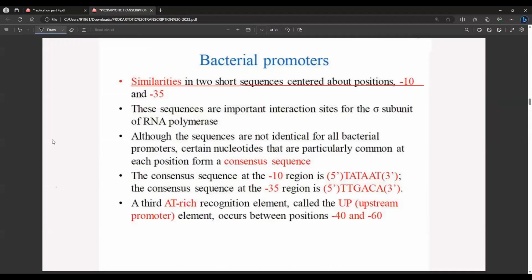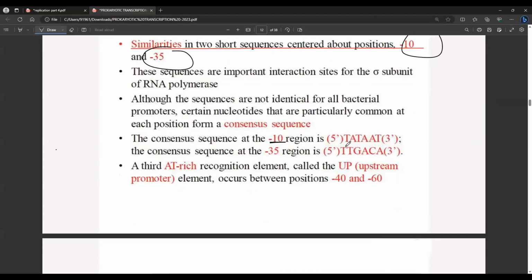One is called -10 and another one is called -35. Please don't get confused with that particular point. Now, friends, that -10 region we can call the Tata box, TATAAT, because it has a repeated sequence of thymine and adenine. Sometimes instead of the word Tata box, they use the word Pribnow box. It is the same thing, friends. Pribnow is the name of the scientist who identified that particular region.